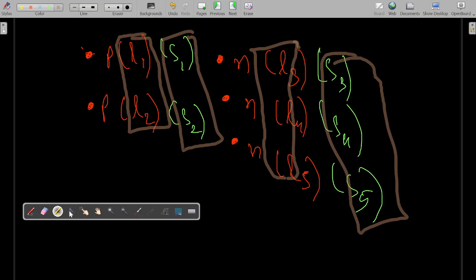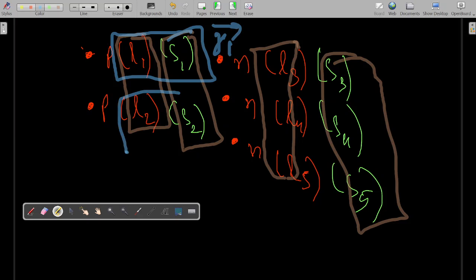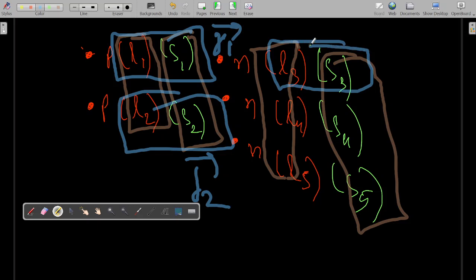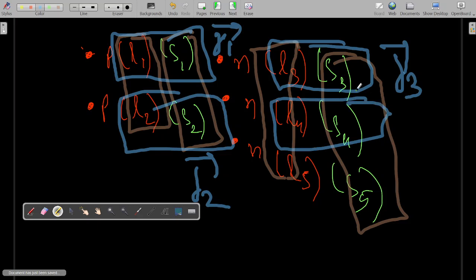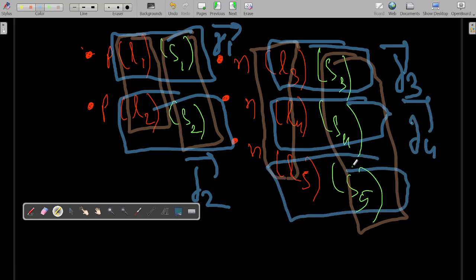But in JJ coupling we are doing it in a different manner. In JJ coupling we are first adding this and this, and writing it as the J1 vector. Then we add this and this, and write it as the J2 vector. Then we add this and this, and name it the J3 vector. Then we add this and this, and name it the J4 vector. Then we add this and this, and name it the J5 vector.